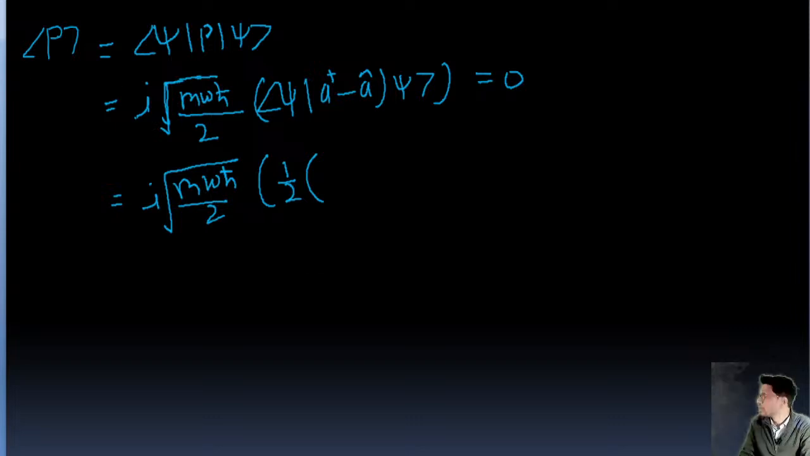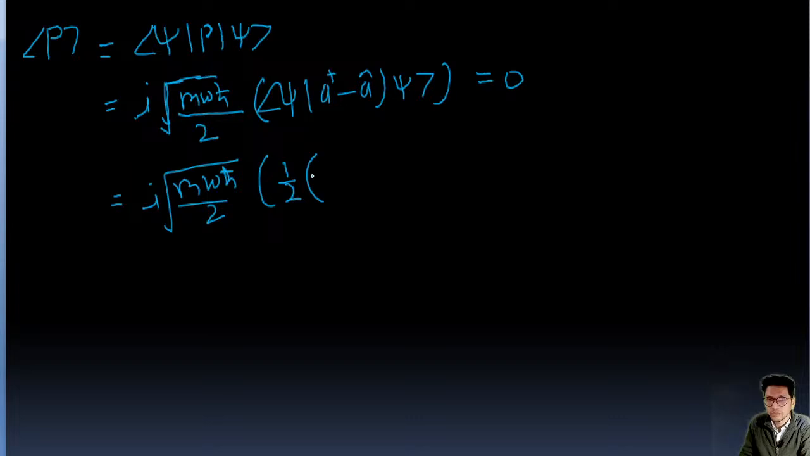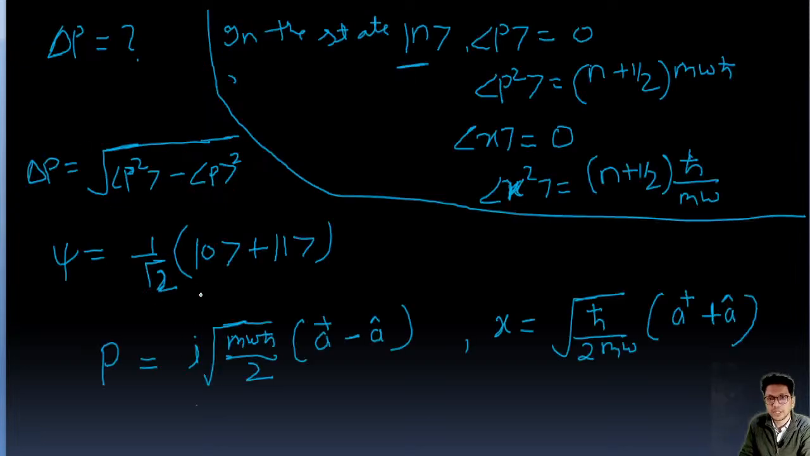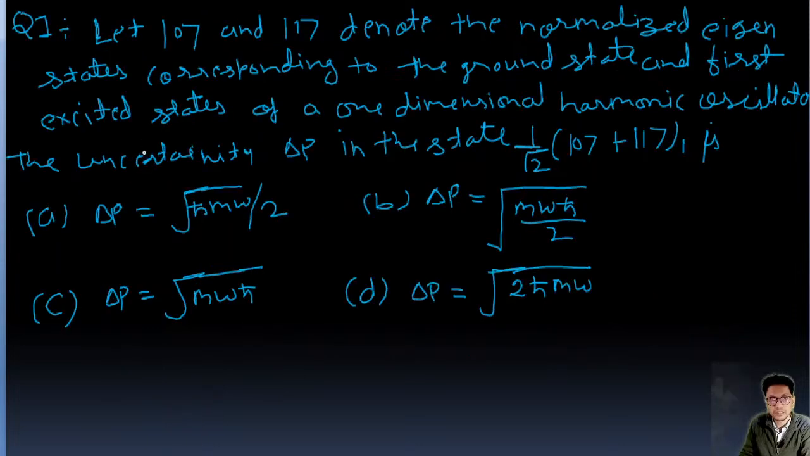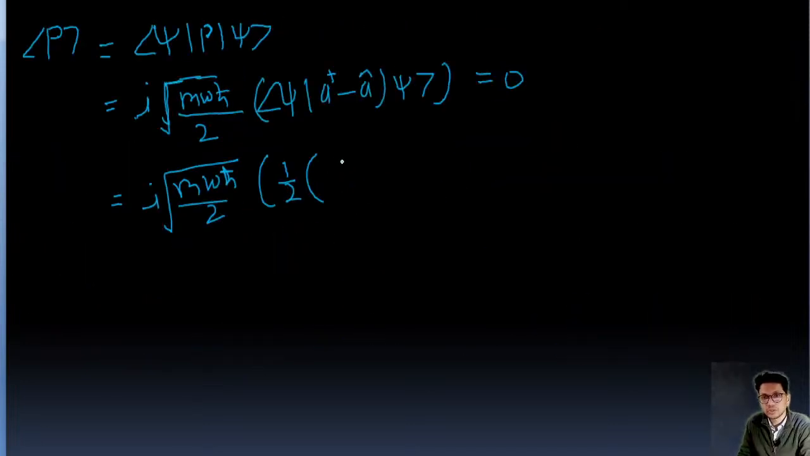So we'll put the value here, because the value of p I've already written, this is the value of p, right? We have written this, and psi is this given one. Okay, so this is going to be 1 upon 2, and we know how to operate a dagger, right?